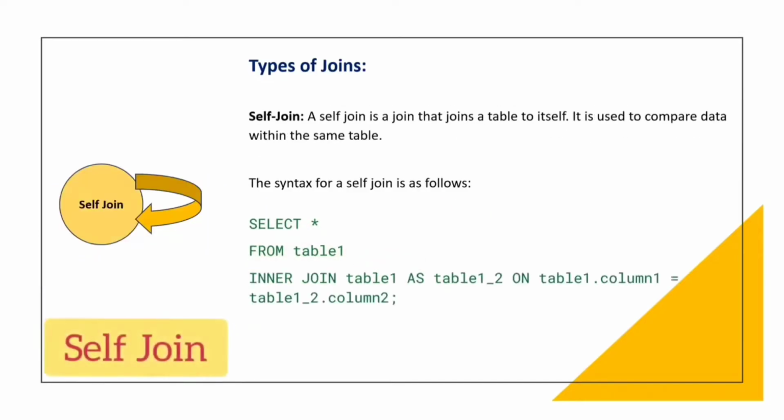The next one is self join. A self join is a join that joins a table to itself, so it is used to compare data within the same table. Coming to syntax, it will be select star from table 1 inner join table 1. So you can see I'm using the same table two times, but I'm giving the second table an alias name as table 1 underscore 2, and I'm joining the table on a key column.